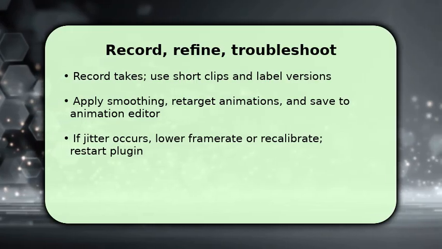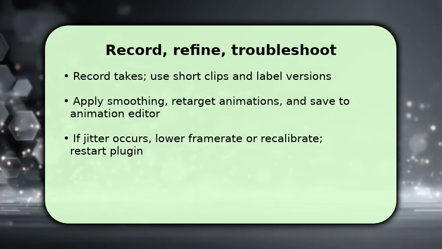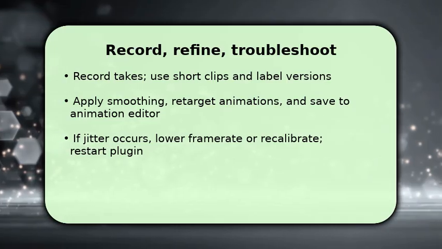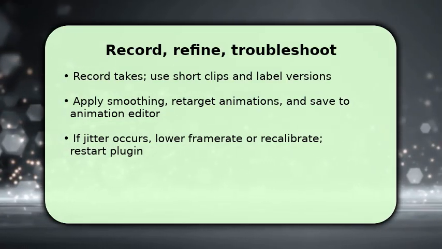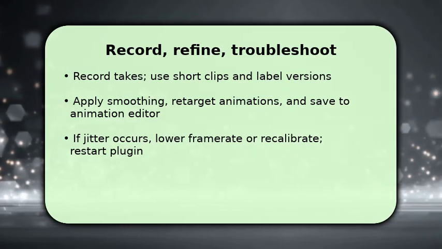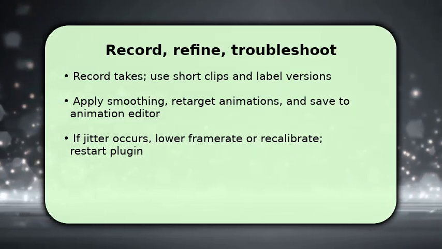loop where needed. If something goes wrong, like jitter or misaligned limbs, stop and recalibrate the pose, reduce frame rate or latency, or restart the plugin and device connection. One quick recalibration often fixes offset errors.